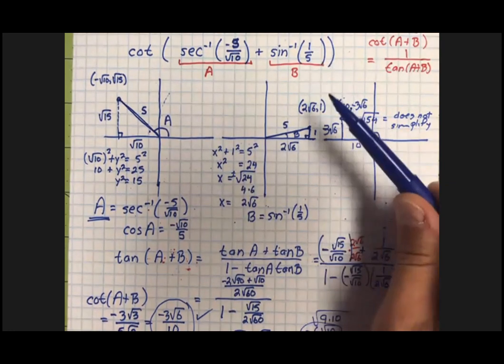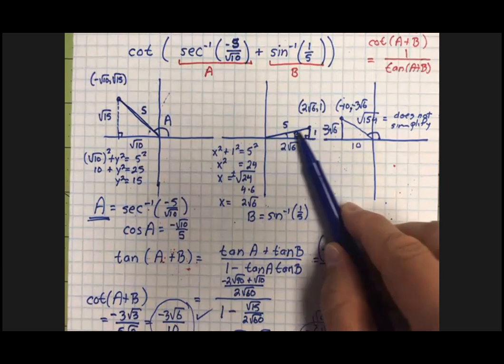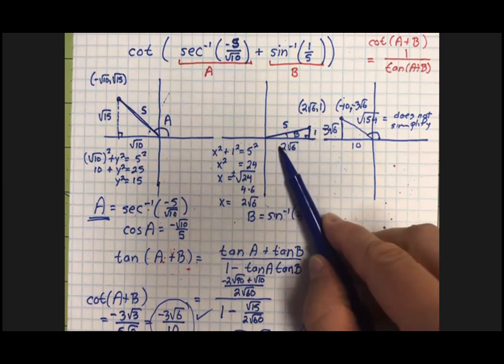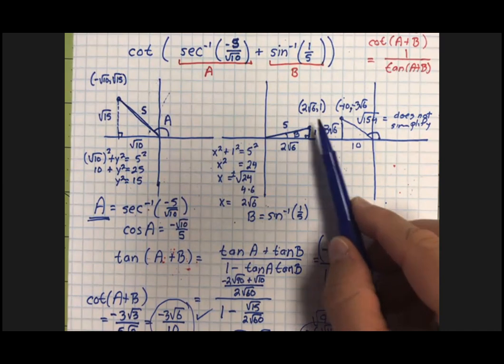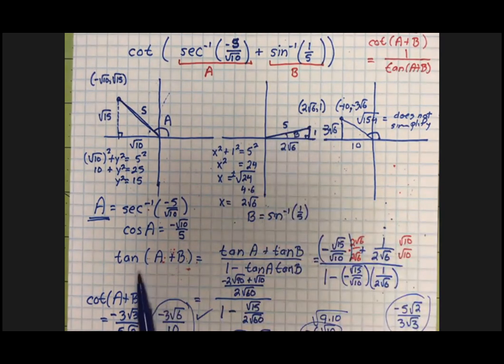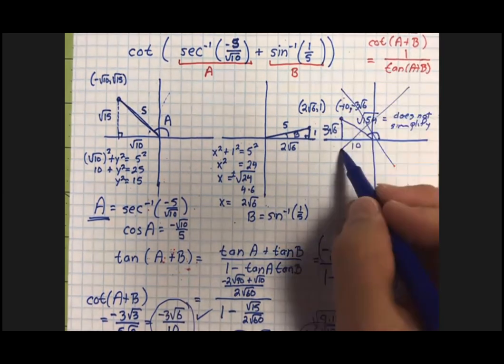Sine inverse of 1/5 was less work. Sine of 1/5 is this angle, first quadrant. This is 25, this is 1, so this square has to be 24. And 2 root 6 squared is 24. So that's 2 root 6, got it. Now I have to work out the tangent of a plus b. Something here is not quite correct.